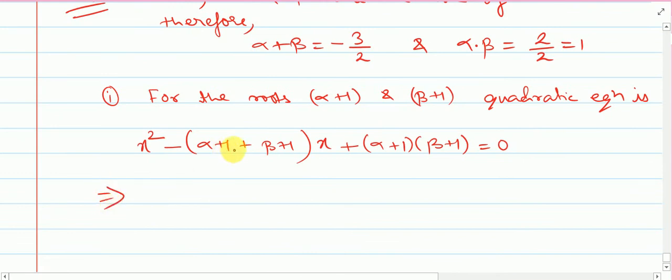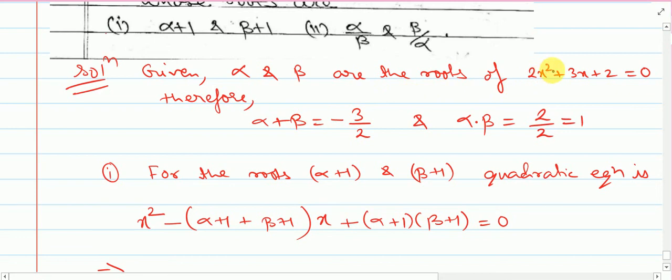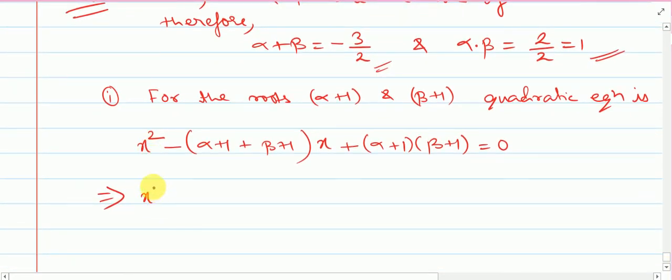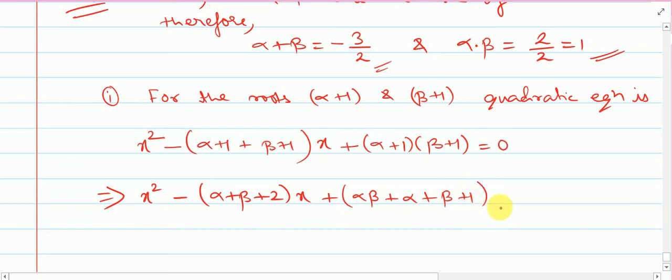Now once we simplify this, you will come to know why it was necessary for you to find these two first. So once I simplify this, here I'll get alpha plus beta plus 2x. And here when you multiply you get alpha into beta plus alpha plus beta plus 1.